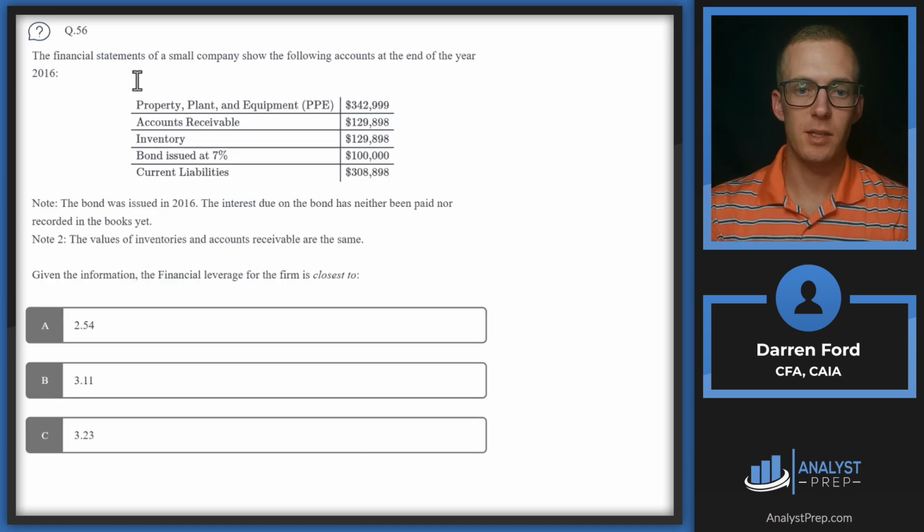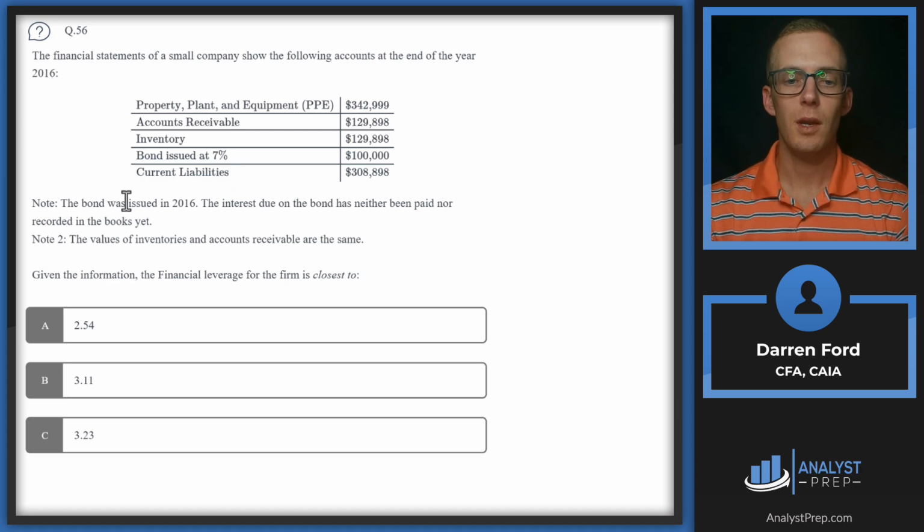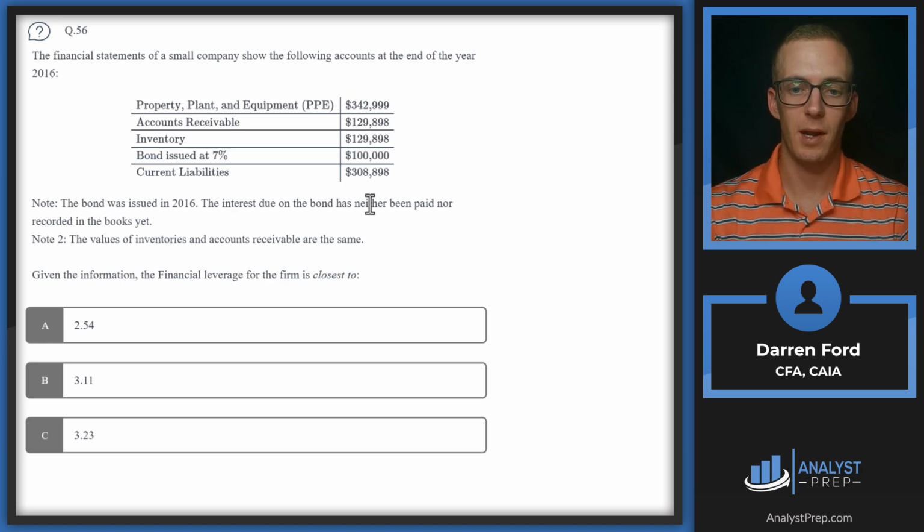Question 56. The financial statements of a small company show the following accounts at the end of the year 2016. So we've got a few assets here for property, plant, and equipment, accounts receivable, and inventory, and then two liabilities, bond issued at 7% and current liabilities. The bond was issued, we've got two notes down here for the financial statements. The bond was issued in 2016. Interest due on the bond has neither been paid nor recorded in the books yet.